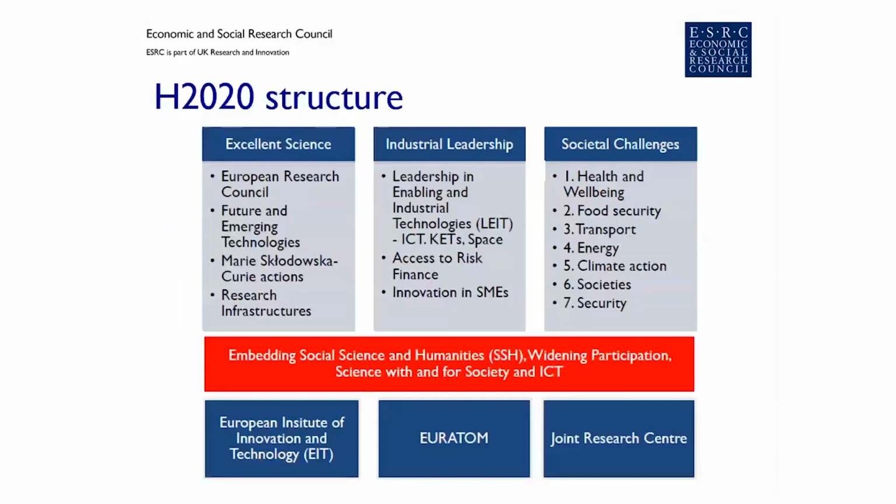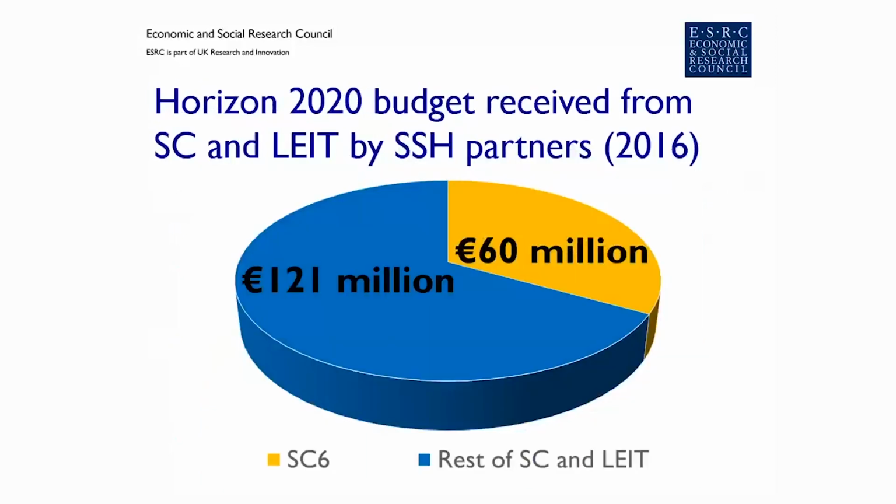So this is a similar diagram to the one I showed you earlier, but just to emphasise that embedding SSH is supposed to be across all of the H2020 pillars. And in fact, although I've spent a lot of our time talking about Societal Challenge 6, I just wanted to draw your attention to this interesting pie chart, which shows that 67% of the funding allocated to SSH research in 2016, and it was a similar amount before that, was allocated outside of Societal Challenge 6. So the vast majority of funding available for SSH researchers is actually outside of Societal Challenge 6.